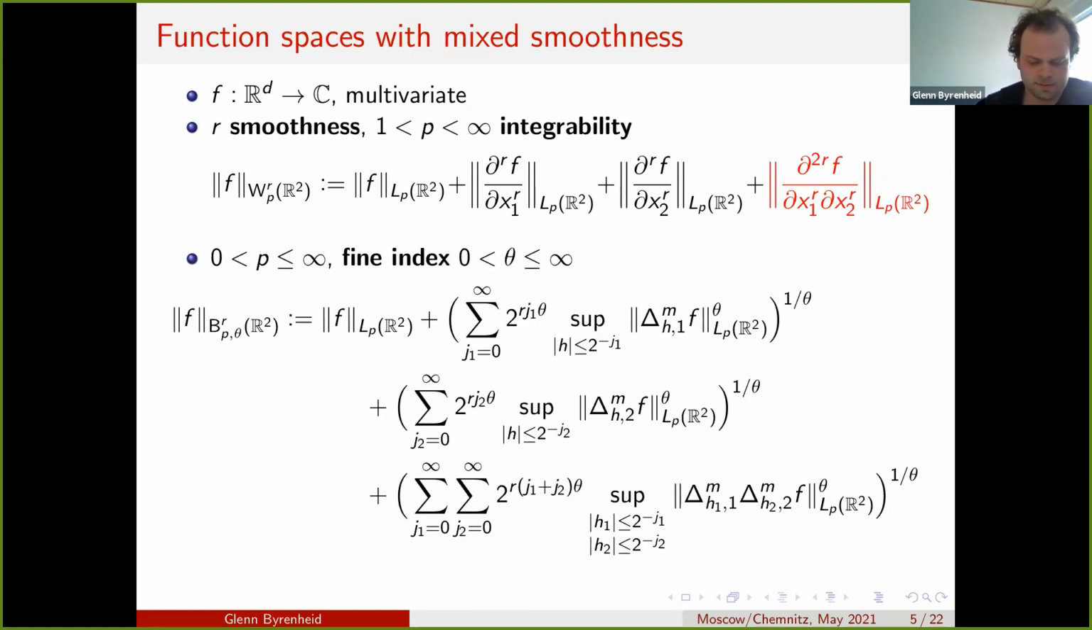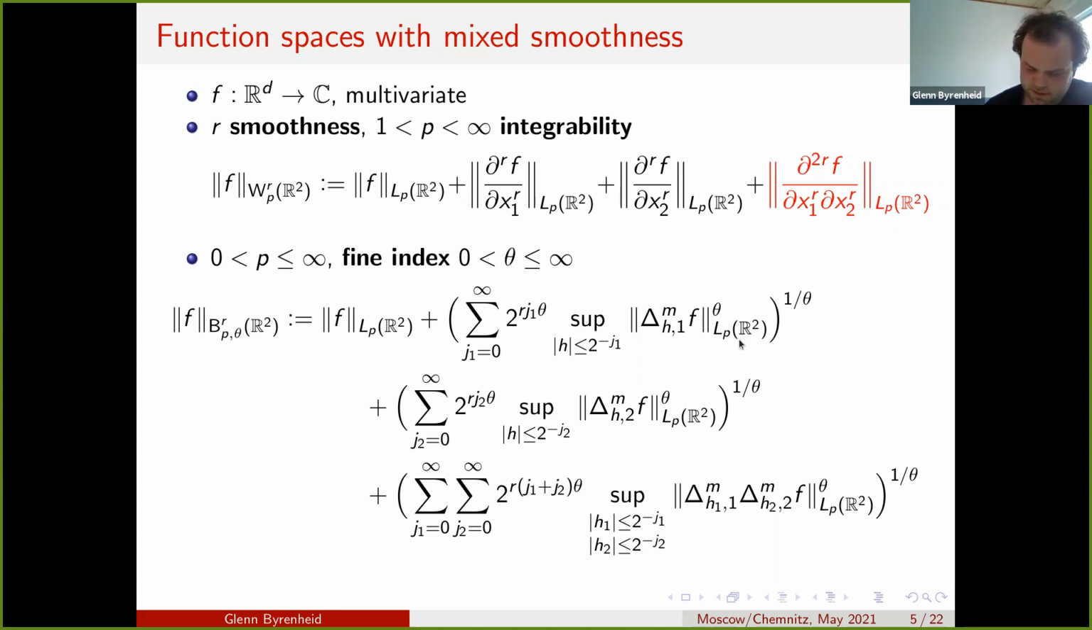A second class, which will be important in this talk, is the Besov class. There we have additionally some fine index, and the definition is now not by derivatives or weak derivatives, it's by differences. So in literature, they are sometimes called spaces with bounded mixed differences.